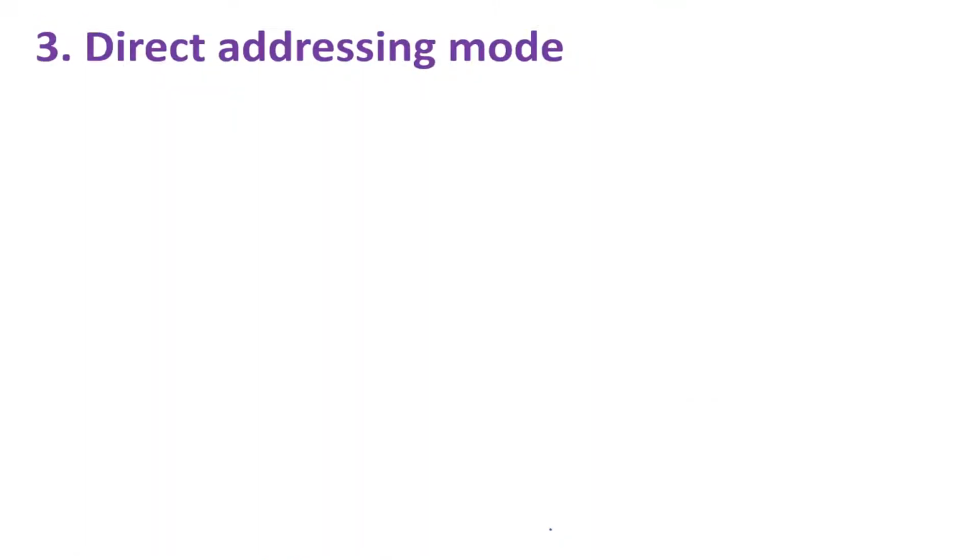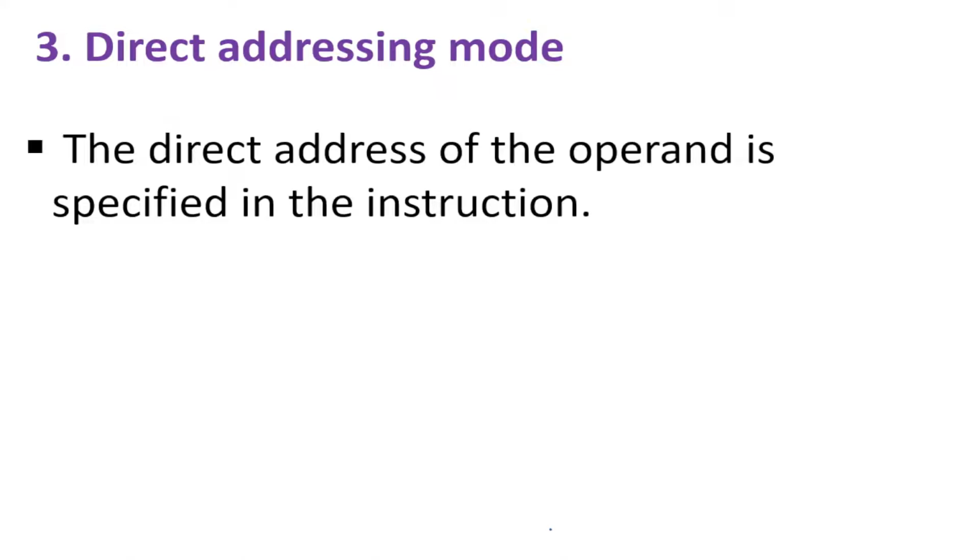The third type of addressing mode is direct addressing mode, and this addressing mode is related to memory operations. It means that data is stored in memory and the direct address of the operand is specified in the instruction. What do you mean by address? Address means the place where data is stored.